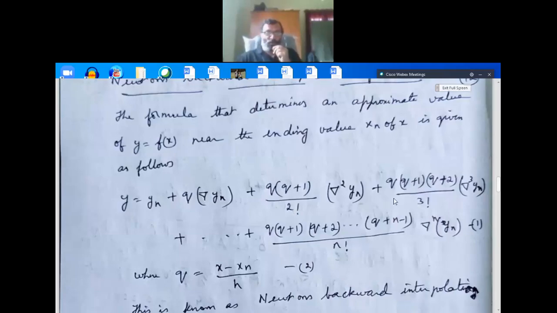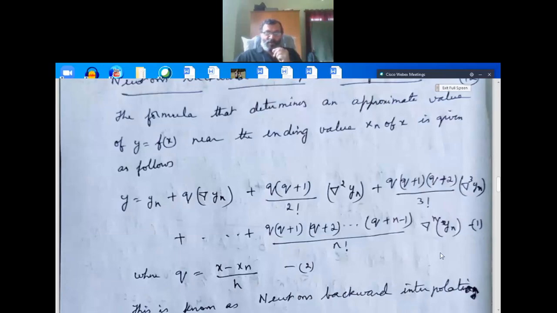Plus q into q plus 1 into q plus 2 by 3 factorial del cubed yn, plus dot dot, plus q into q plus 1 into q plus 2 goes on till q plus n minus 1. Why? Because here, when there is the third term, when there is 3 here, it is q plus 2. So when there is n, it will be q plus n minus 1. Anyway, the last term will be q into q plus 1 into q plus 2 into q plus n minus 1 divided by n factorial. The last term is clear.